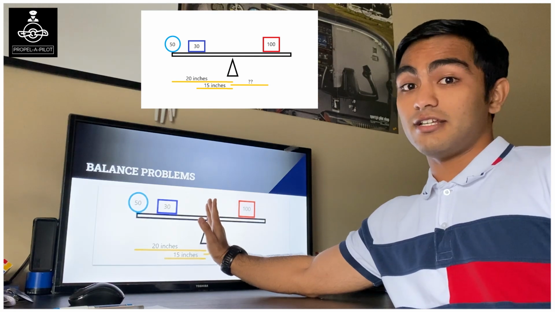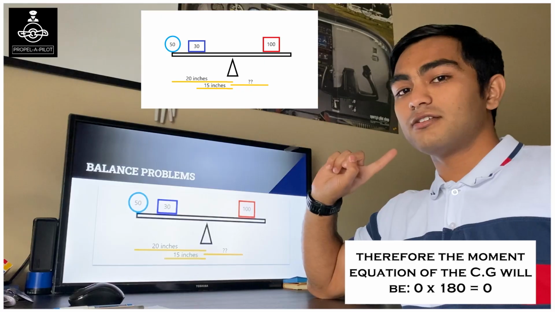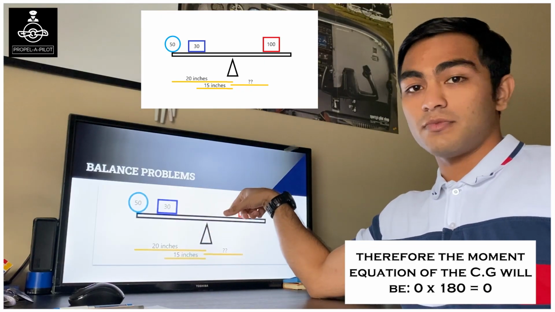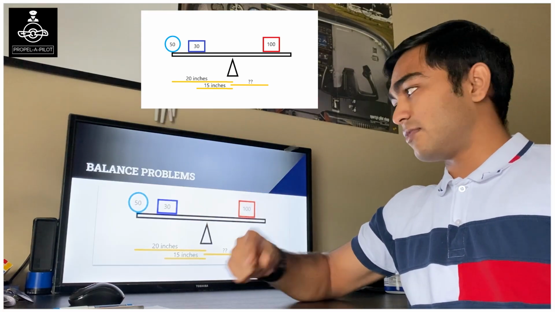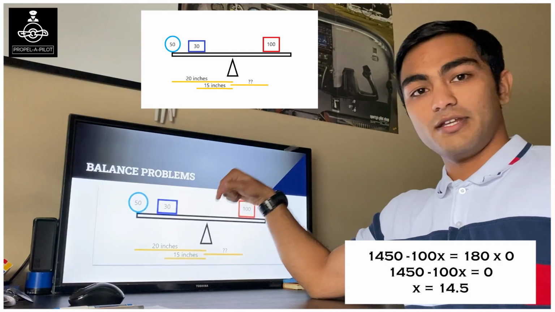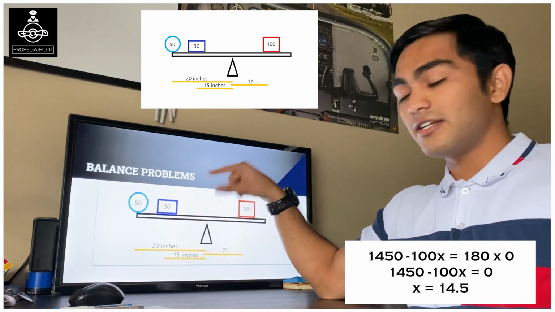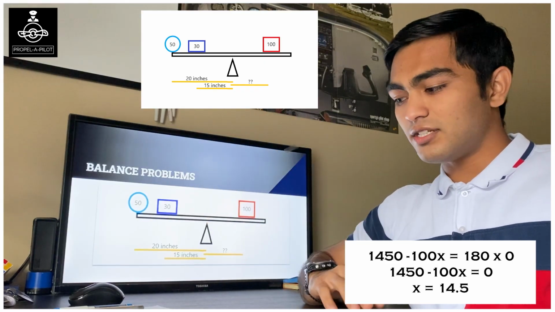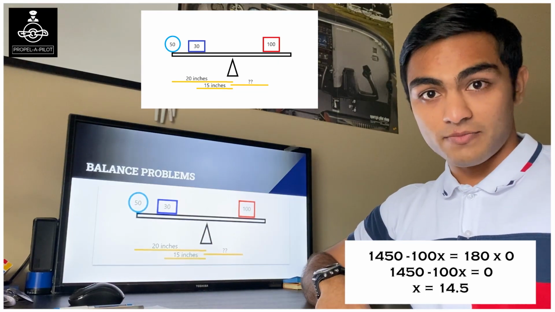Hence, if the CG is at this location, the arm of the CG is going to be 0. The weight of the CG would be the total weight of the system, which is 180. Hence, now the equation becomes 1450 minus 100 times x equals 180 times 0. If you solve this equation, you would get this distance to be 14.5 inches.